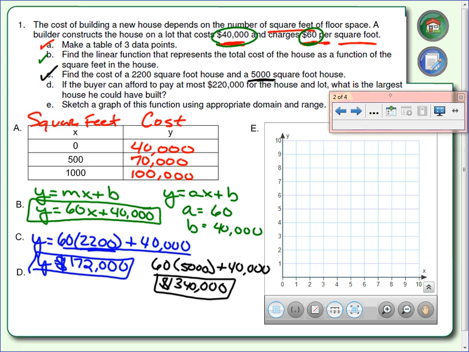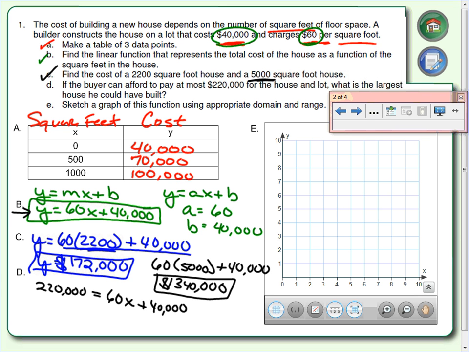All right, so let's come over here. We're going to use the same equation that we got earlier, this one right here. The difference is this time we know how much money we have. So we're going to replace Y with that $220,000. That's our Y. What we're looking for this time is the X. How many square feet? So we're going to solve for X.